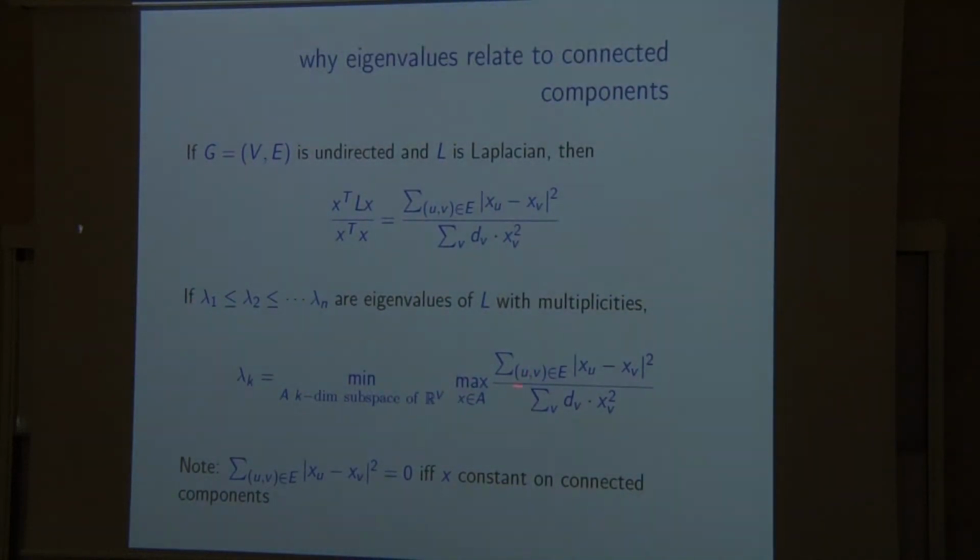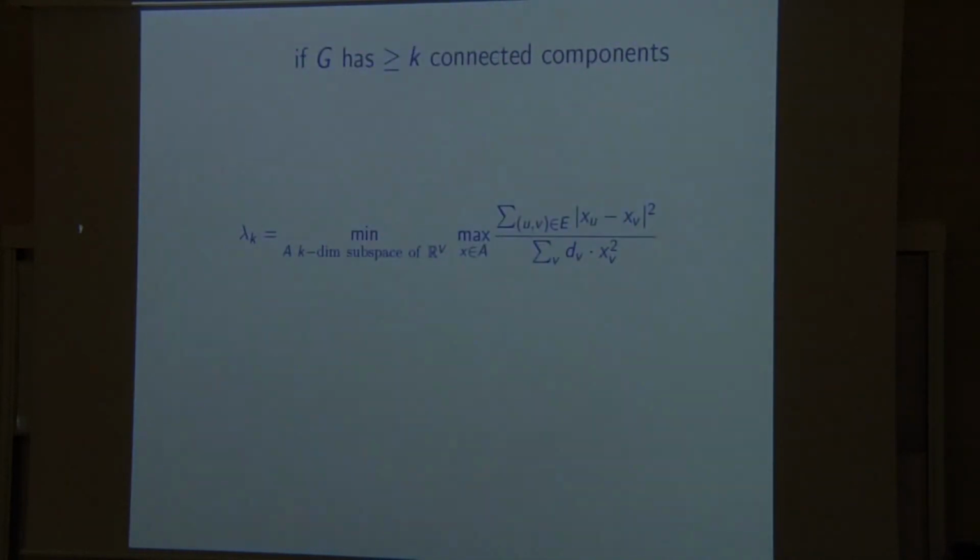The only vectors x for which this ratio is 0 are vectors such that for every edge, the value that x gives to the two endpoints of the edge is the same. So it also means that for every path, the value that x gives to all the vertices in the path is the same. So that also means that for every connected component, the value that x gives to all the vertices in the component is the same. So this quantity is 0 if and only if x is a vector that is constant on connected components.